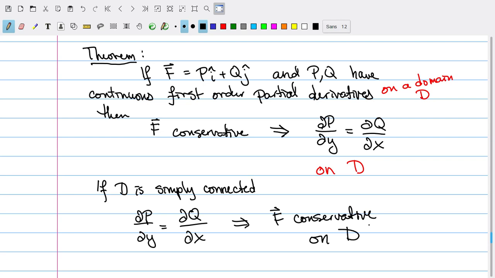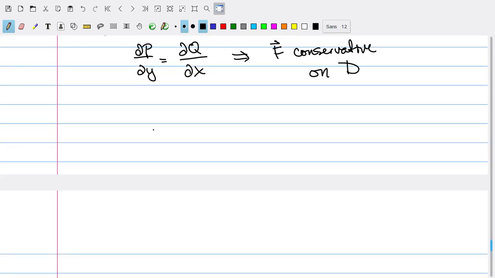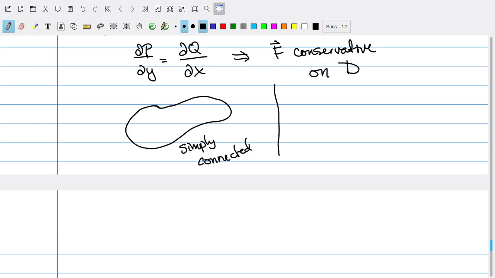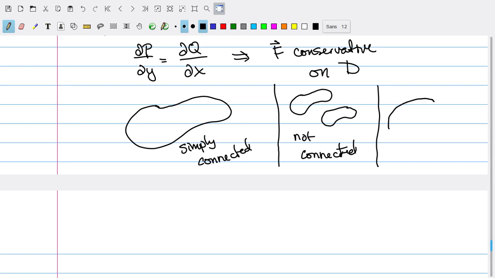Here, by a simply connected domain, we're thinking about domains which look like this. In particular, it's connected, and there are no holes. So some examples of things which are not simply connected would be something like this, where there's two parts and it's not connected at all. Or something like this, where I've got a hole in the middle, and this is connected, but not simply connected.